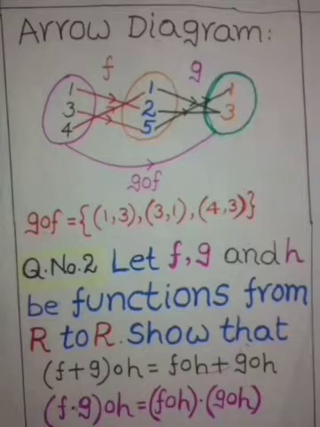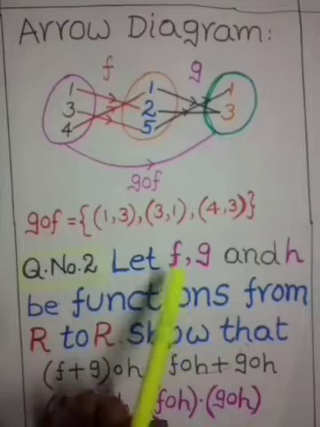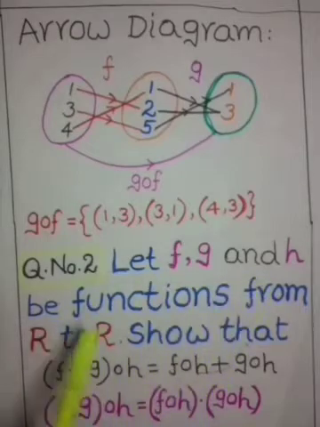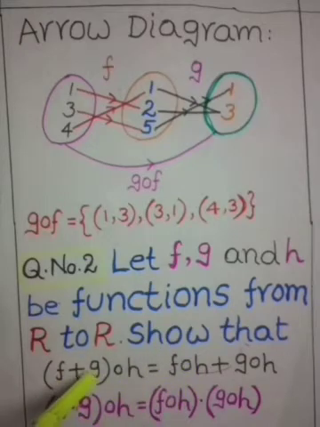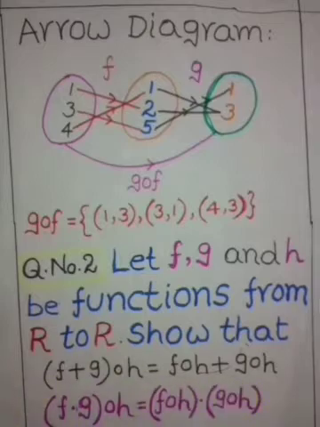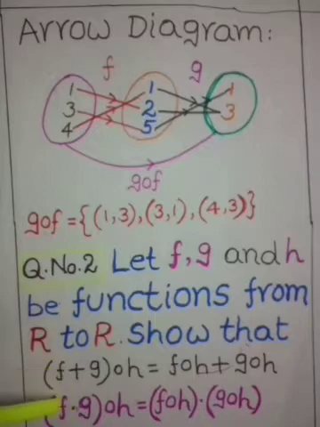Now come to the next question, question number 2. Let f, g and h be functions from R to R. Show that (f+g)∘h is equal to f∘h + g∘h, and (f·g)∘h is equal to (f∘h)·(g∘h). We have to prove these two statements. Understood the question?